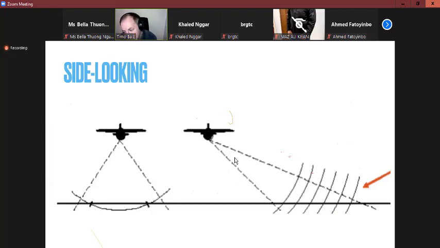So we need to look to the side so that we can identify the position of our return by the time they're coming back. So that's the reason why we have to build them as a side-looking system. They cannot be a nadir-looking SAR system. That's just not possible. We have to operate them as a side-looking system, which causes us all kinds of trouble.